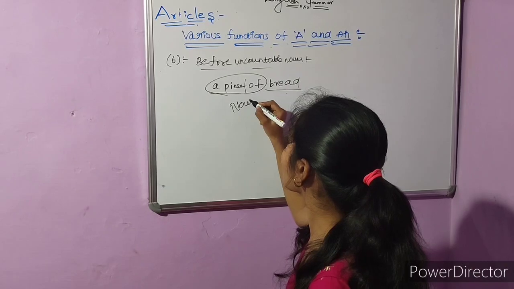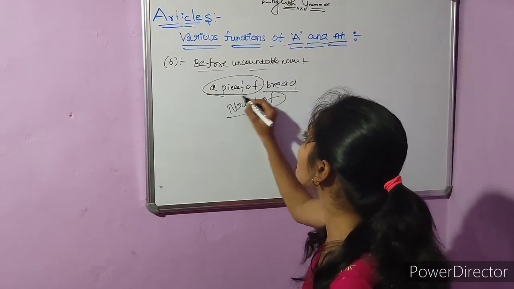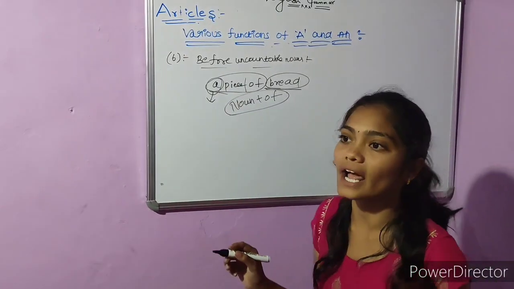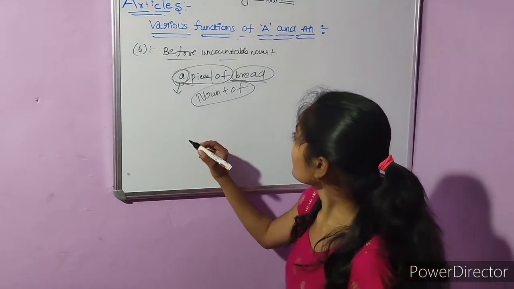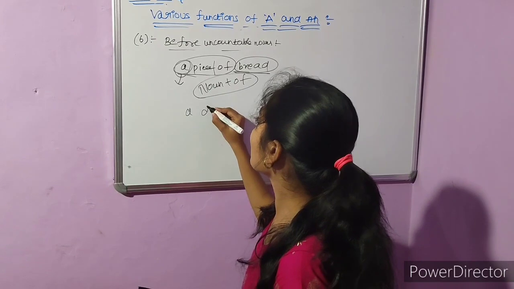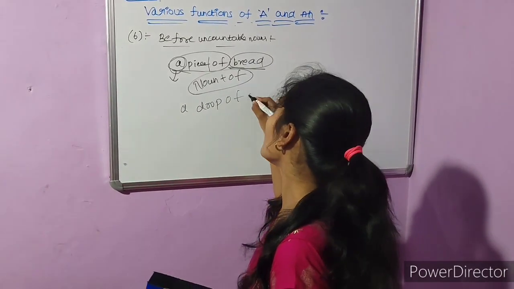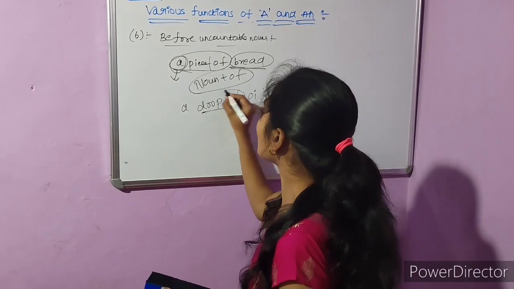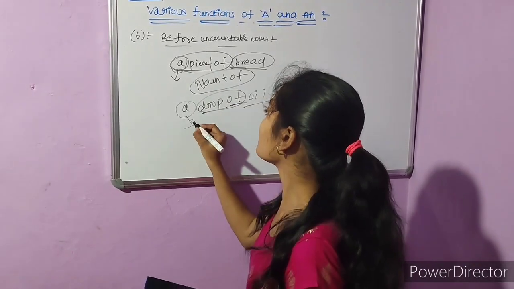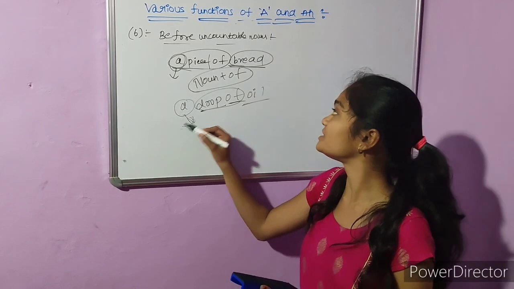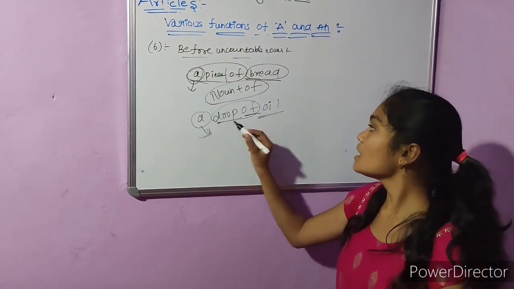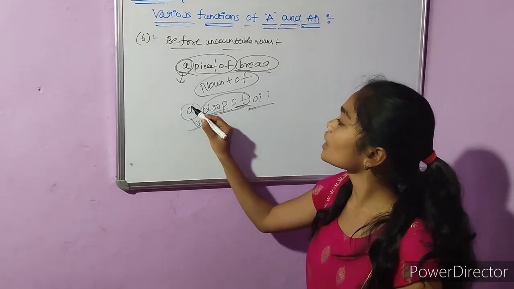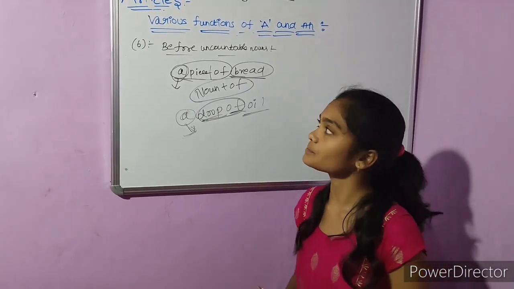Noun plus of. If we use noun plus of before any uncountable noun, then we can use article a or an in this sense. And another example is like a drop of oil. Here also oil is an uncountable noun, but we use noun plus of. Therefore we use a before the uncountable noun, but we cannot say a oil, an oil like this. As we use a noun plus of phrase here, we can use a article in this case.